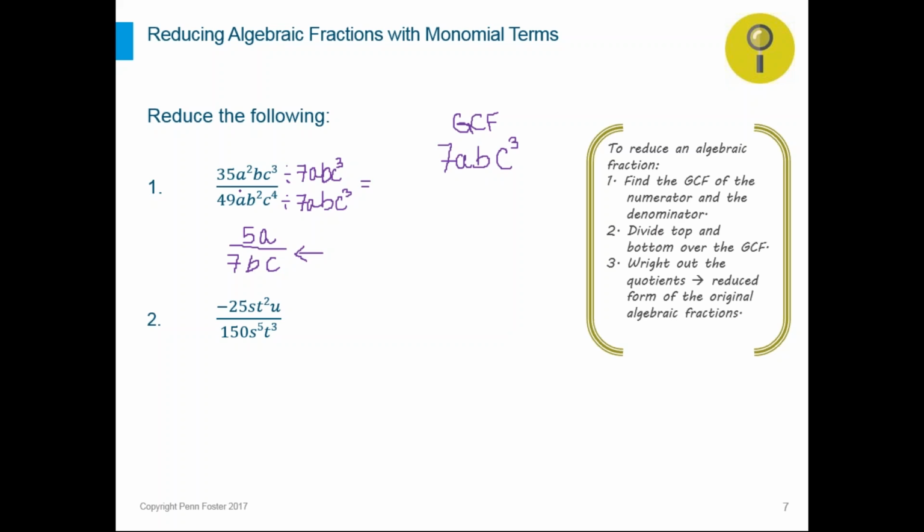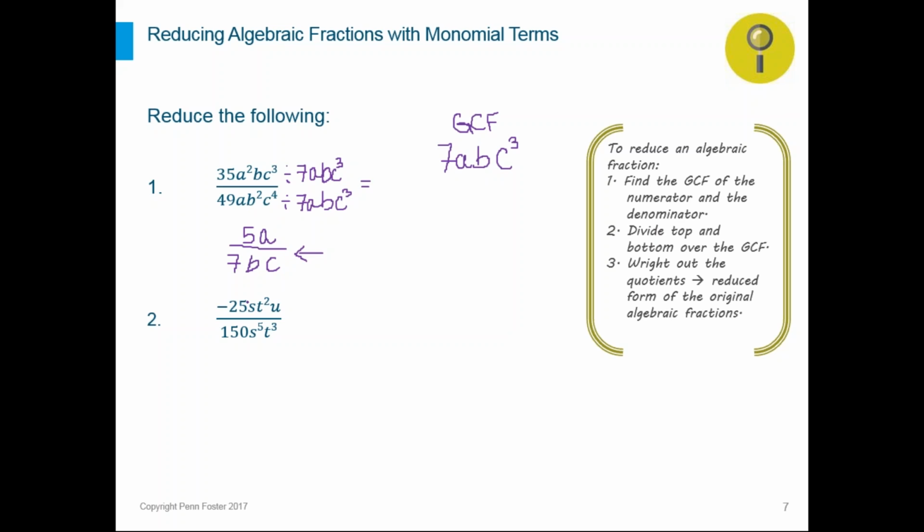If you want to divide without using the greatest common factor method, just divide 35 over 49 and do a squared over a, which will give you a in the top, and so on, like the old method. You should have the same answer. This is only a different method.